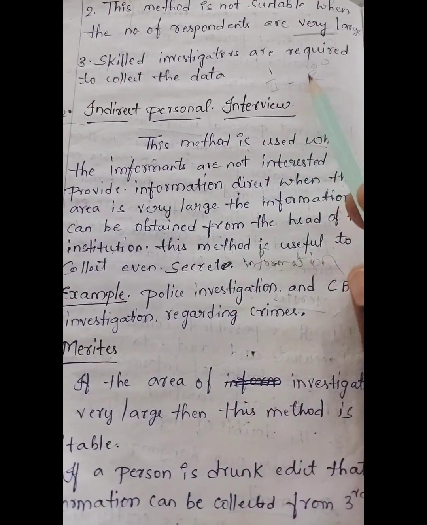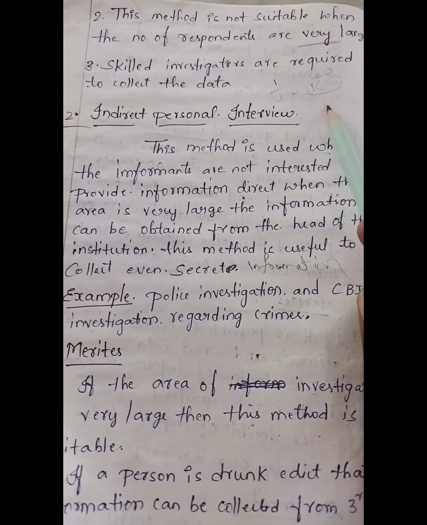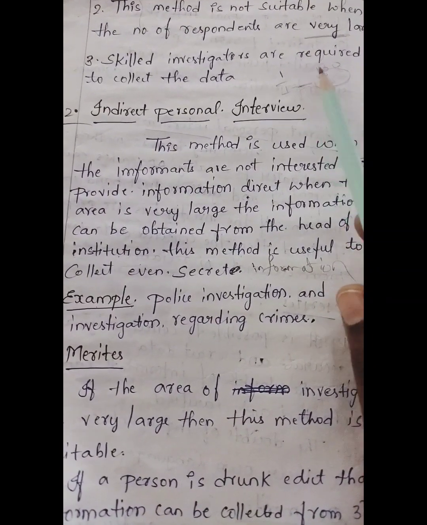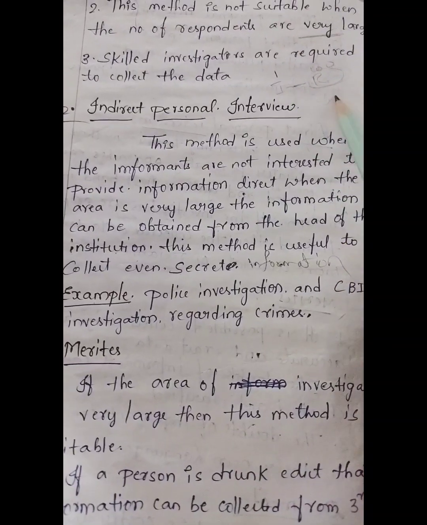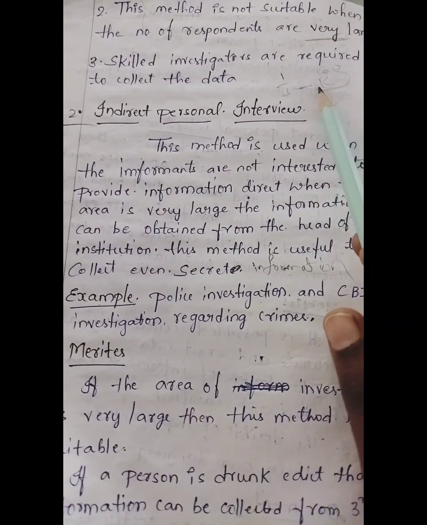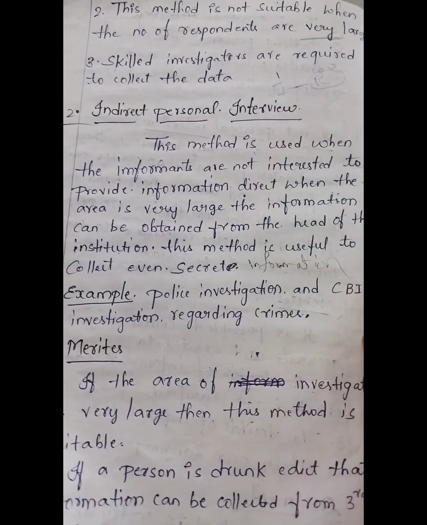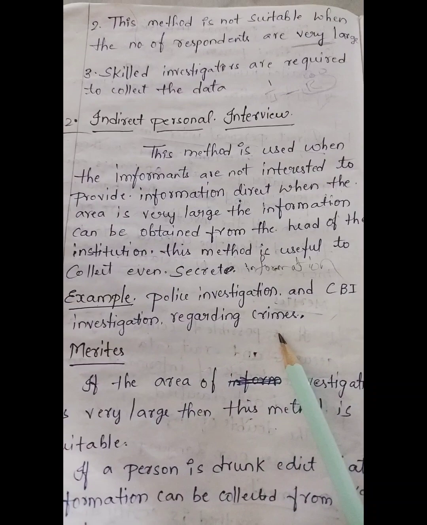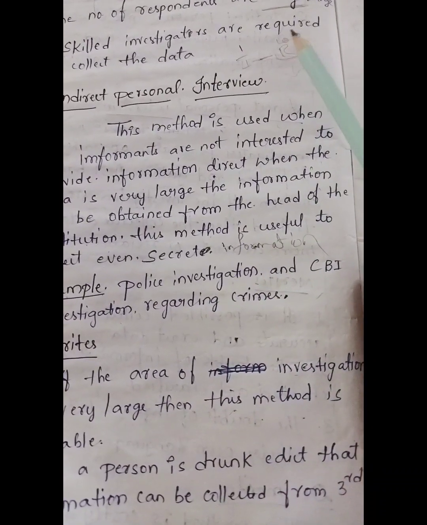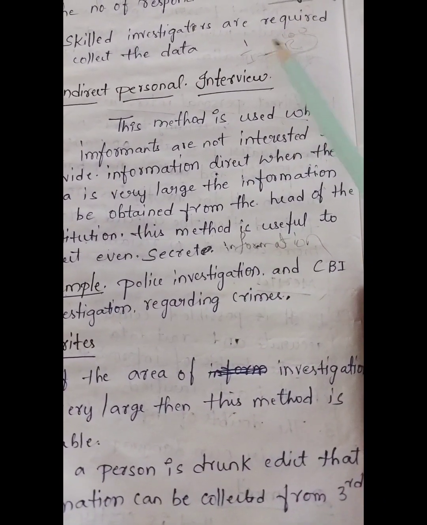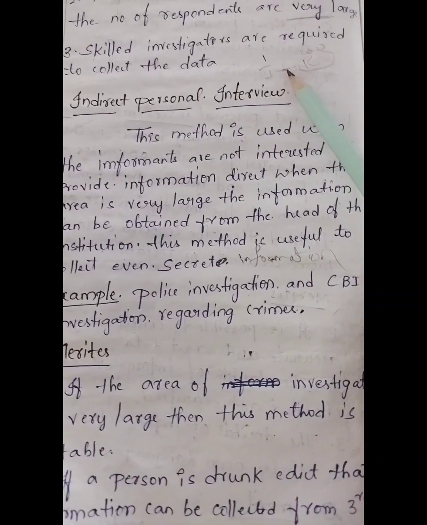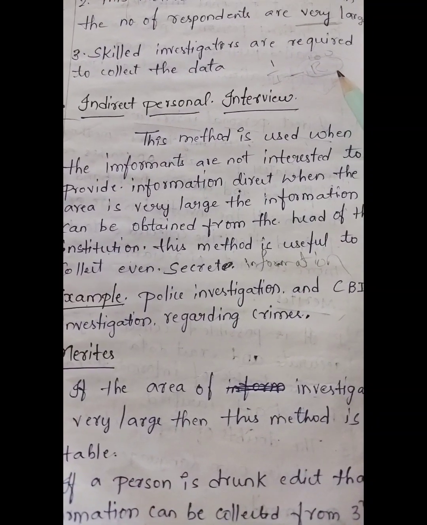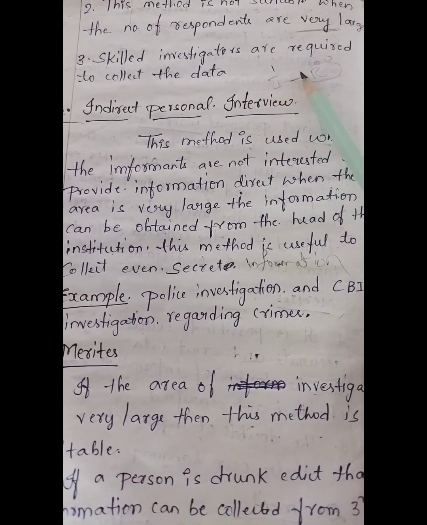Or else, if the respondent is not interested in answering any question, or is not ready to answer directly, we can collect the information indirectly through his relatives, friends, known persons, or the persons who know him. That is indirect personal interview. A few examples: police investigation and CBI investigation regarding crimes. Suppose an investigation is going on and the respondent is not ready to answer the questions, then we can collect the information related to him through relatives, friends, or the person who knows him.